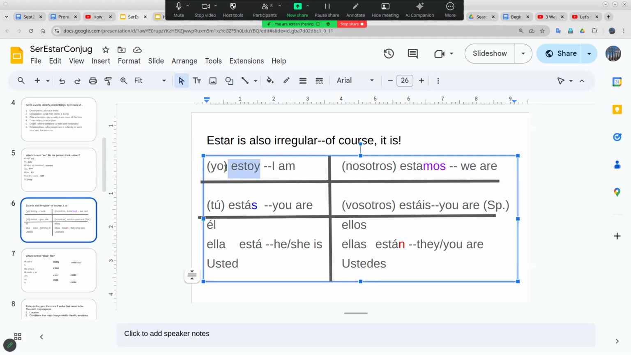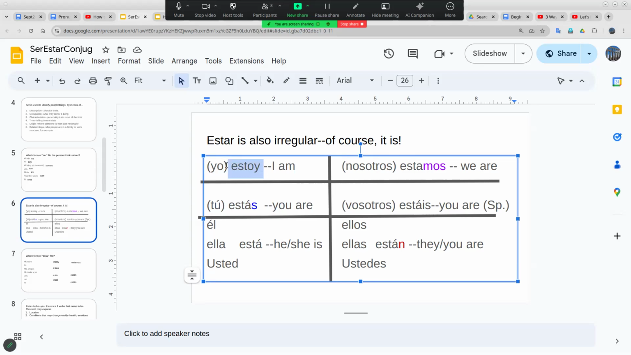Here's a form that matches up with yo. Estoy. I am. They'll drop the yo. You can match it up in your brain, but they'll drop the word yo. Estoy. When somebody asks, ¿Cómo estás? How are you? ¿Cómo estás? Estoy bien.